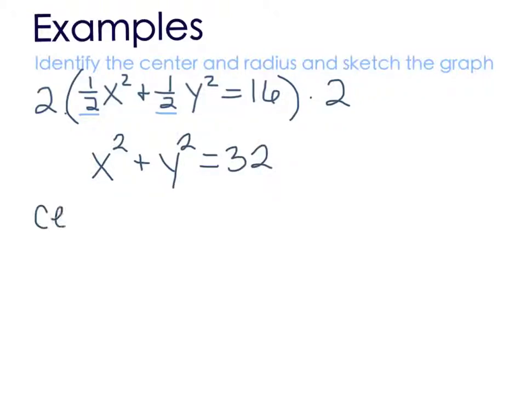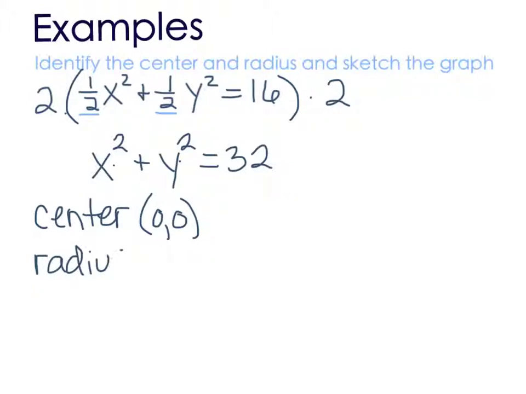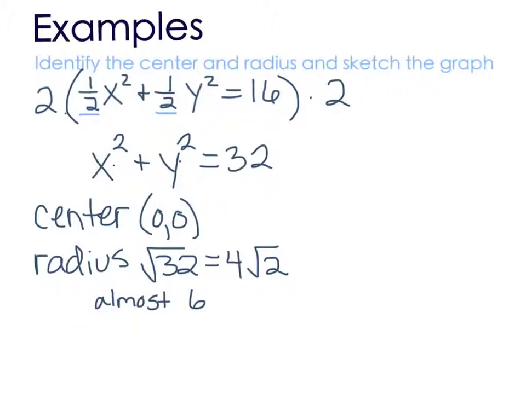So our center, our h and k at this particular problem, we don't have an h and we don't have a k. So we use 0, 0. And our radius is going to be the square root of 32. But I do expect you to be able to reduce your radicals. That's going to be 4 root 2. And we know that that's going to be almost 6. You can punch it in your calculator and get the number if you need to. But when you write it down for your answer, I want radius is 4 root 2. And center is at 0, 0.